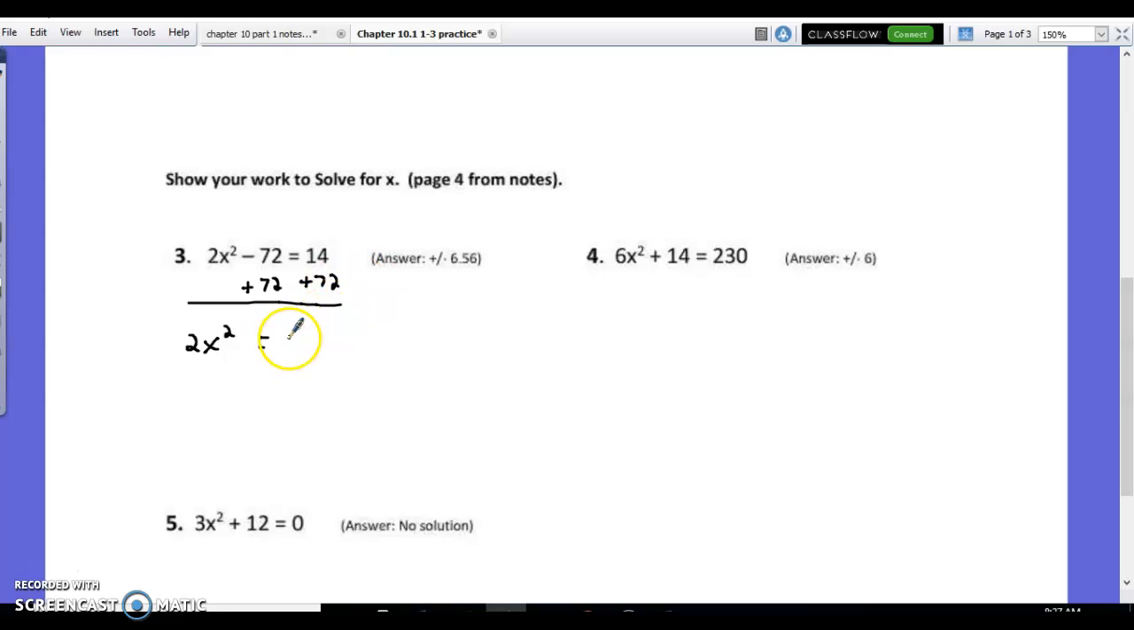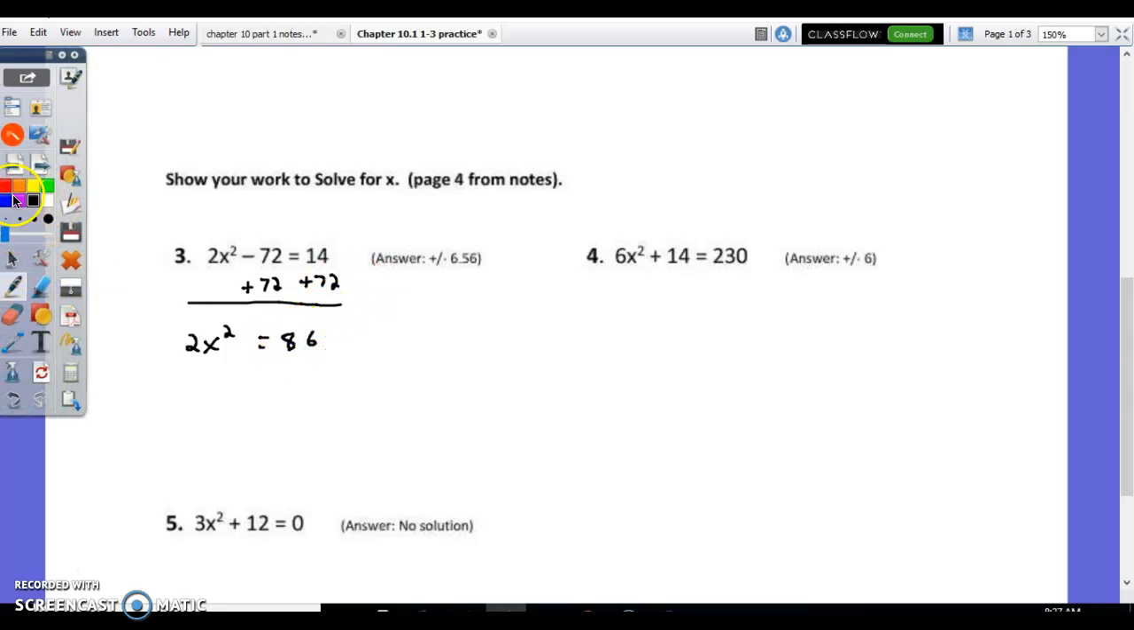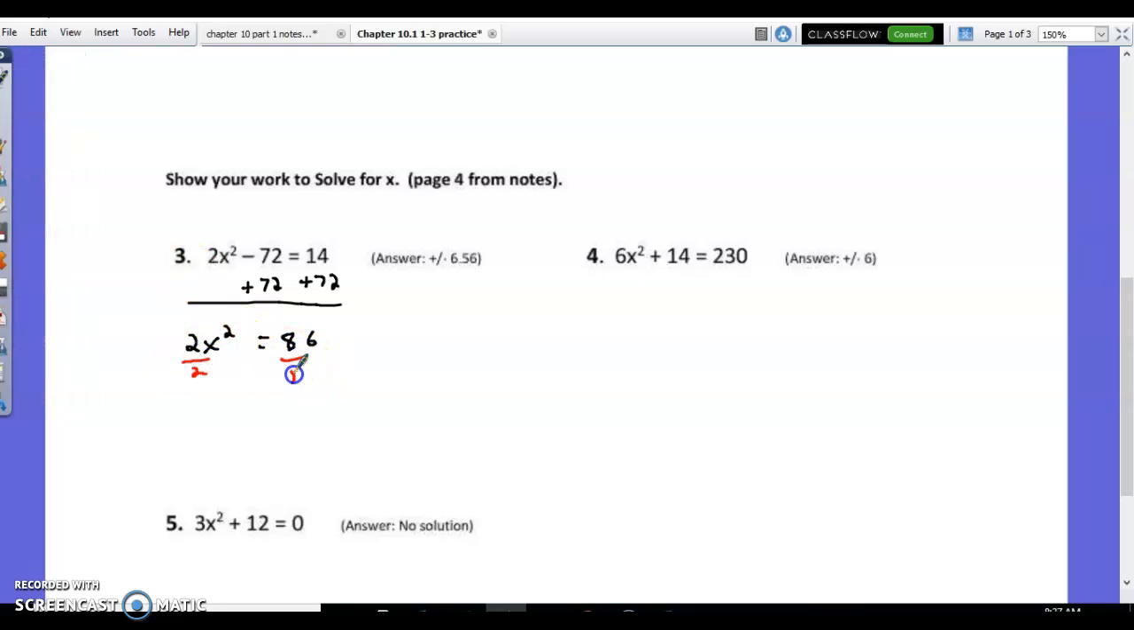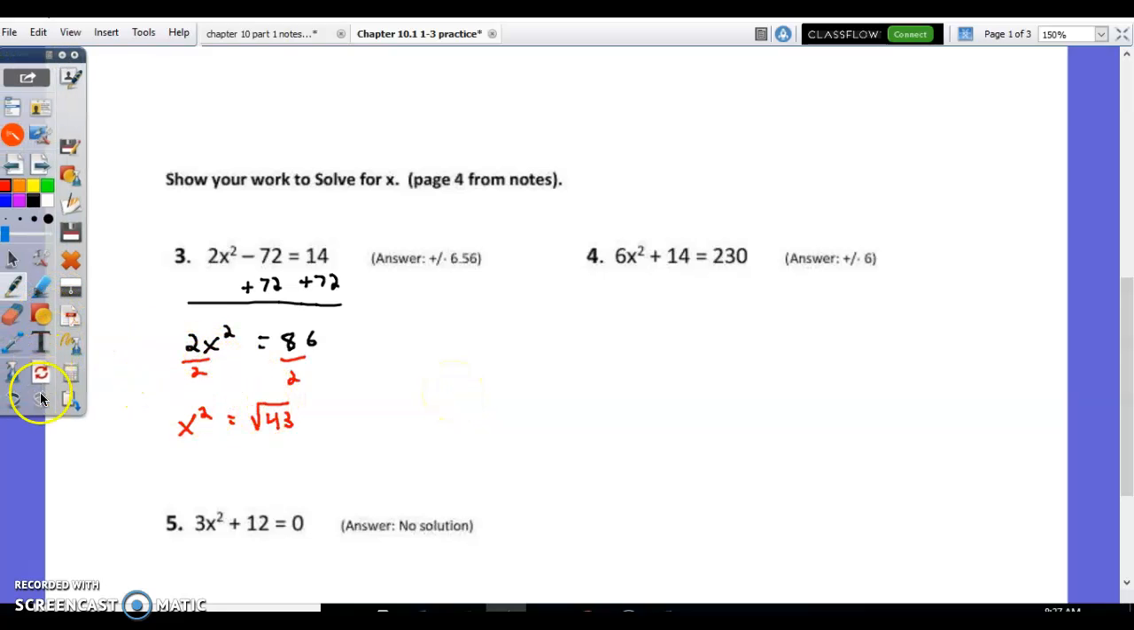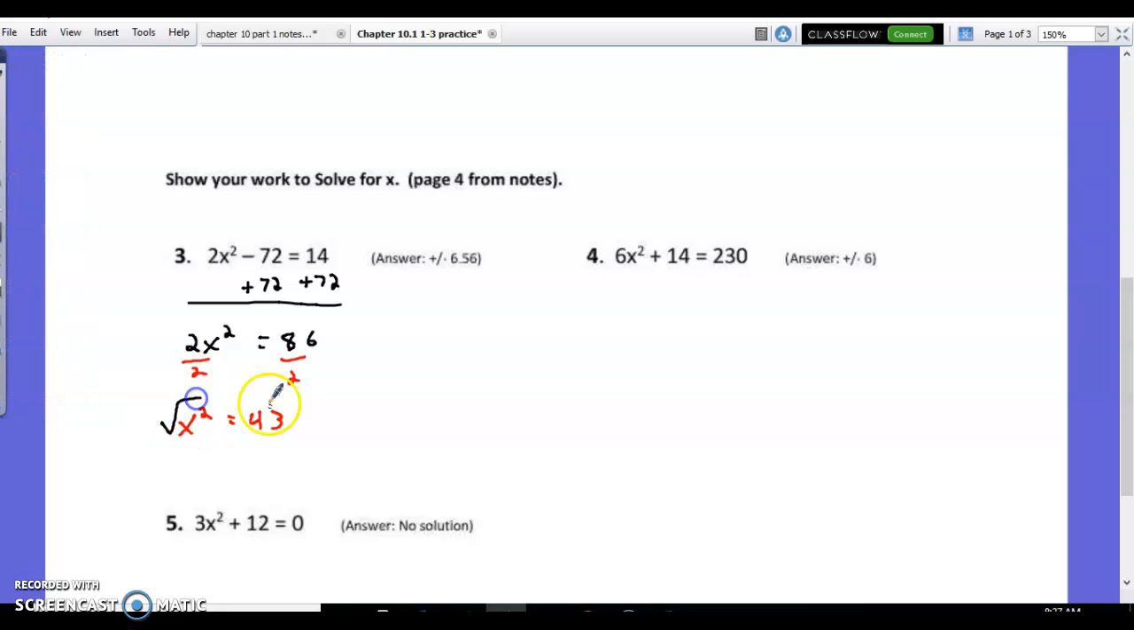That gives us 86. My next step would be to divide by 2. So I divide 86 by 2. That gives me 43. So x squared equals 43. We're not simplifying. We're not doing what we do later where we don't have decimals. We can here, but so the, oops, I didn't mean to put the square root of 43. It's just 43. And then what we do to undo the squared is we take the square root of both sides. So then this would be x equals the square root of 43.